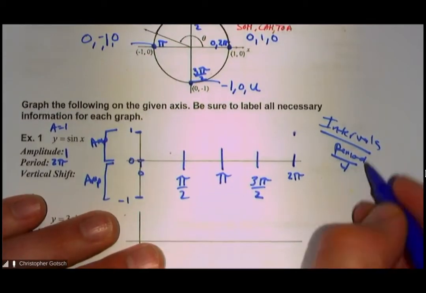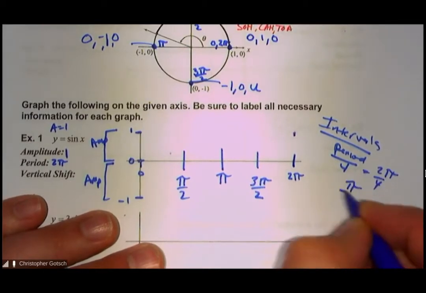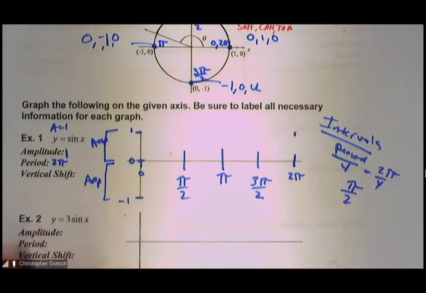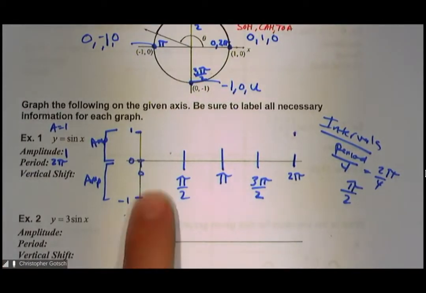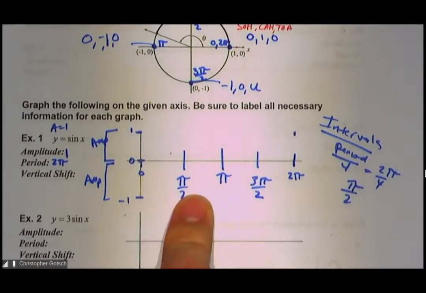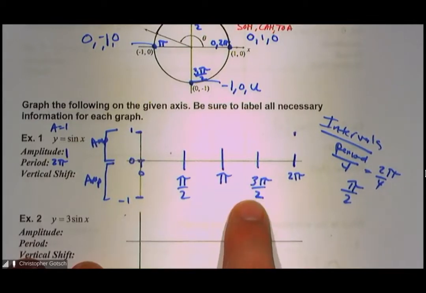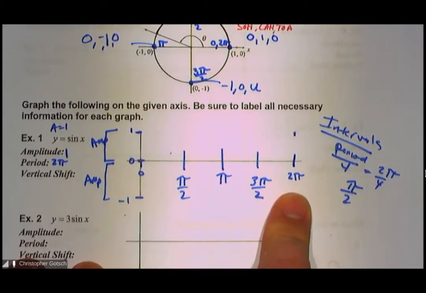If we take our period, 2 pi, divide by 4, we get pi over 2. The 2 and the 4 reduce. So what that means is the distance between each tick mark is an interval of pi over 2. We can just start adding 1/2 over and over. 0 plus 1/2 is 1/2 pi. 1/2 plus 1/2 is 2/2, which is 1 pi. 2/2 plus 1/2 is now 3/2, and 3/2 plus 1/2 is now 4/2 or 2 pi. So that's another way to look at your intervals.